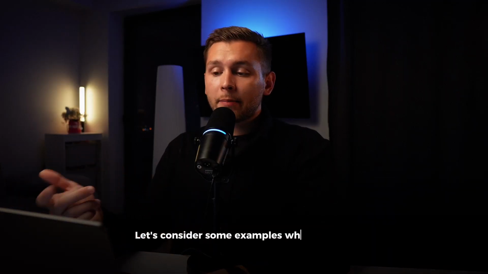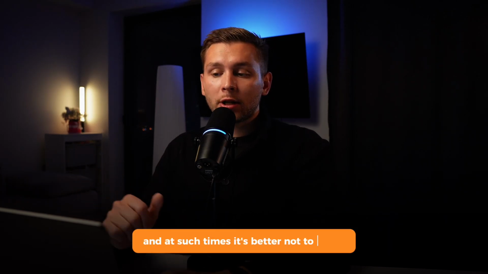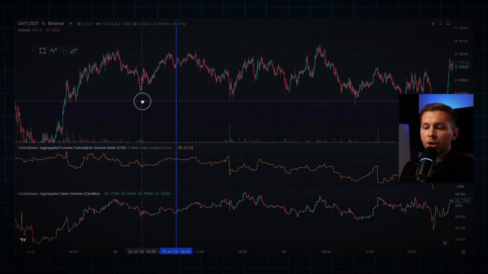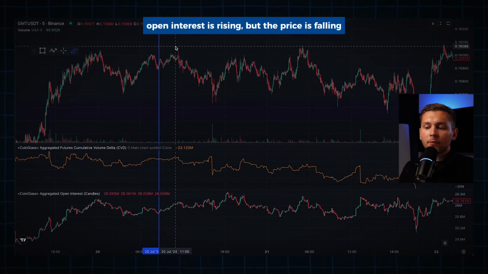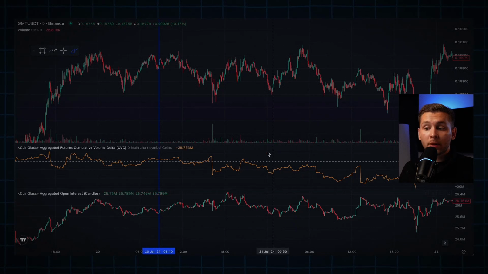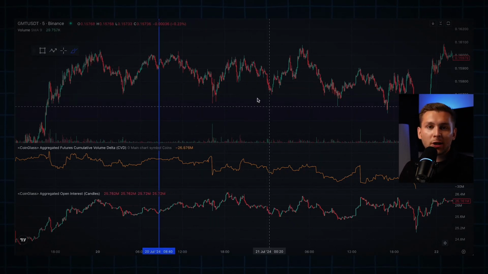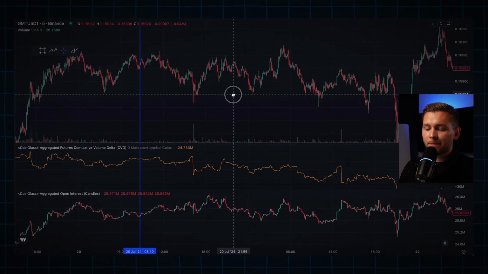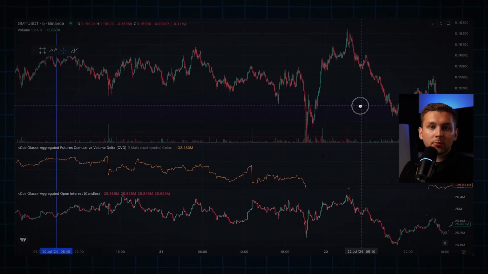Let's consider some examples when a further price movement is questionable and at such times it's better not to trade. Coin JMT. We see that open interest is rising, but the price is falling. That means someone is taking aggressive short positions, hoping for a sharp decline. The opposite may happen, the price might be pushed up first to eliminate those who successfully took short positions, and then the price will go down.